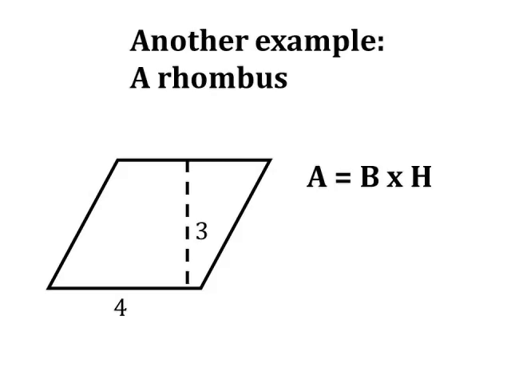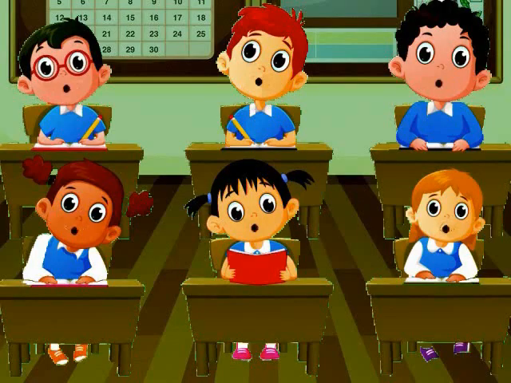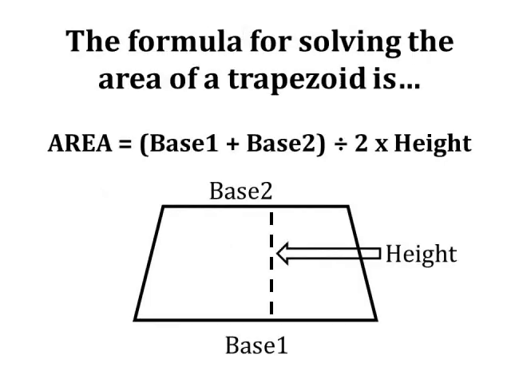To get the area equals base times height. So area equals 4 times 3. 4 times 3 equals 12. So the area of this rhombus is 12. Madali lang, di ba? Opo. Now let's go to trapezoids. Medyo mas mahirap to na konti.